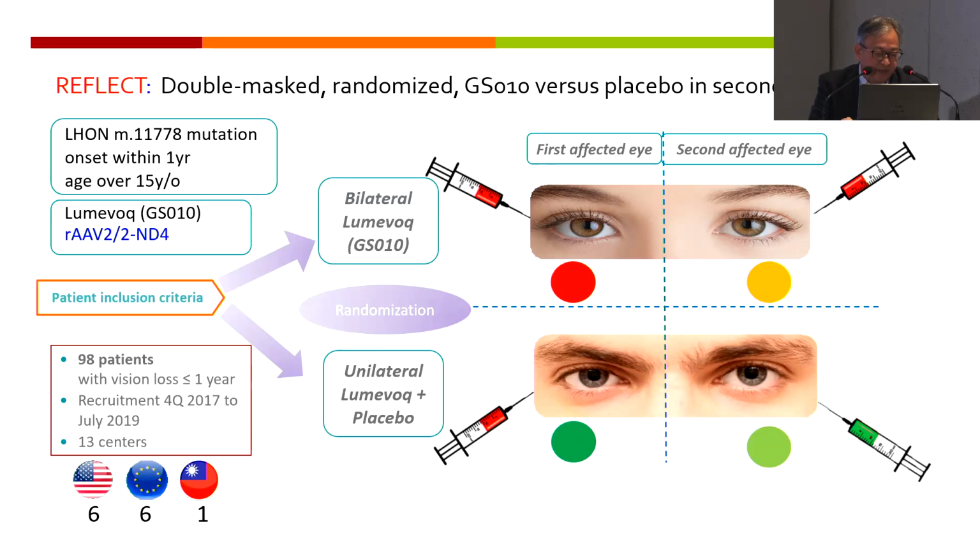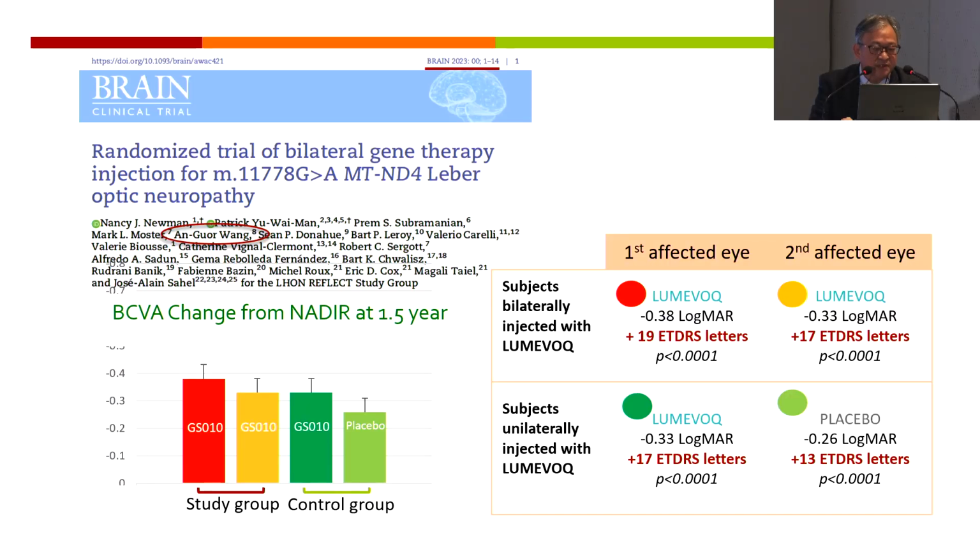So they recruited 98 patients with vision loss onset within 1 year, and the recruitment was completed in 2019. And they reported their data in the Brain journal in 2023. On your right-hand side, you can see that the first affected eye had an improvement of 19 ETDRS letters, and the second affected eye in the study group had an improvement of 17 ETDRS letters. And for the lower row, the control group, the first affected eye had an improvement of 17 ETDRS letters, and the placebo eye also had an improvement of 13 ETDRS letters.